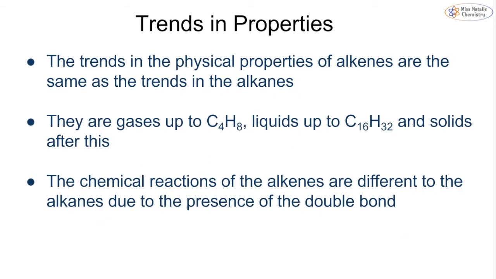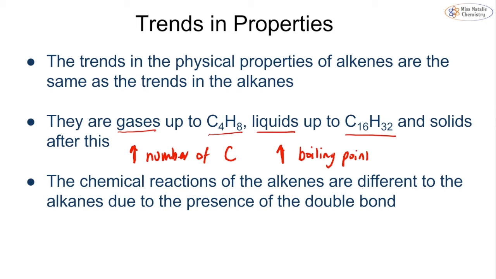Now, as they are a homologous series, the alkenes are going to show trends in their physical properties, and the trends are going to be the same as the alkanes. They are gases up to C4H8, they are liquids then up to C16H32, and then they are solids after this. So what we're seeing is as we increase the number of carbons, we increase the boiling point. And that is due to the intermolecular forces becoming stronger between the molecules, meaning they require more energy to be broken. So we see that same trend.